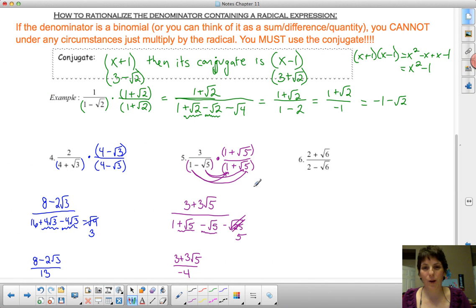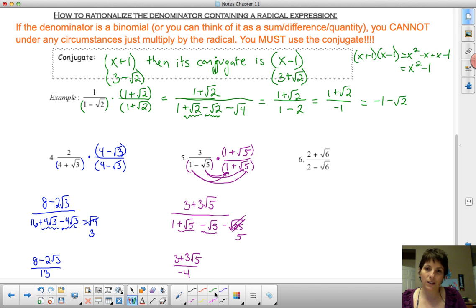Alright, welcome back. I hope you did just fine. Check over your work. Make sure your FOIL process looks good. Remember that the square root of 25 is 5. And 1 minus 5 is definitely a -4. We always check our fraction to see if we can simplify. And in this case, we can't. So we can move to number 6.